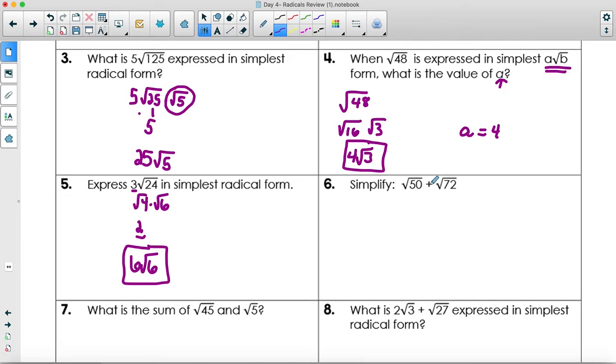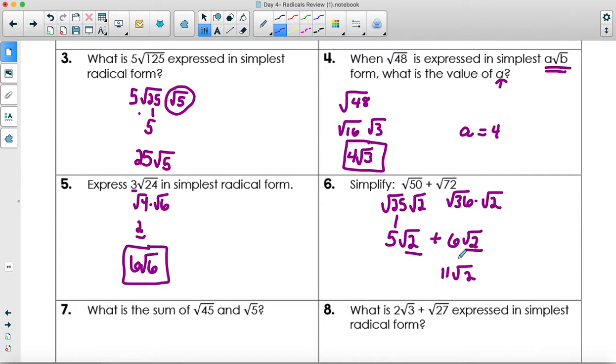Over here, I'm adding. So when I add, I need to have like terms. So I'm going to break both of these down. 50, I see 25 because I know the square root of 25 times 2. Radical 25, radical 2. The square root of 25 is just plain old 5 with that radical 2. 72, when I divide 72 by 2, it reminds me that the largest perfect square is 36. So I have radical 36 times radical 2, and the square root of 36 is 6. And I leave that 2 under the radical, and then you're combining these. Because they're like radicals, you add these coefficients, so you're going to get 11 radical 2. That's my final answer.